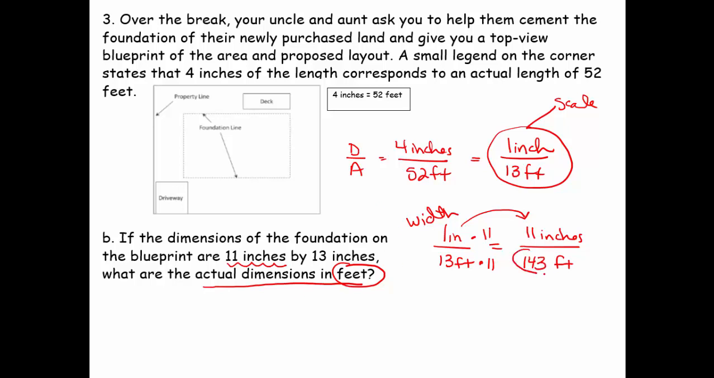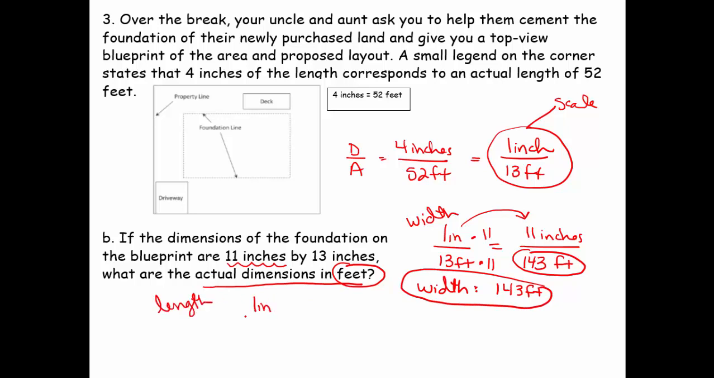So I know the width of my actual is 143 feet. Please remember to label your answer in feet if they're asking for it in feet. Now I'm going to do my length. I know that 1 inch on the drawing is 13 feet on the actual. And I say, oh, hey, the length is 13 inches. I wonder how many feet that is.